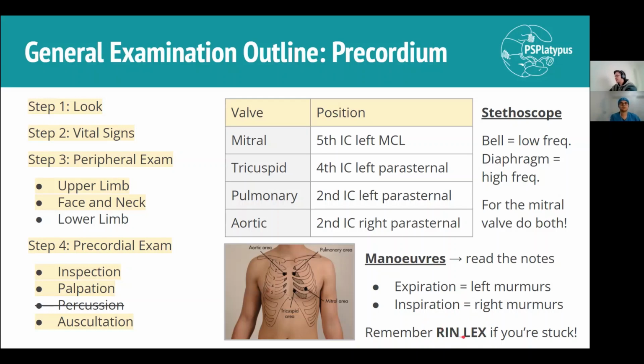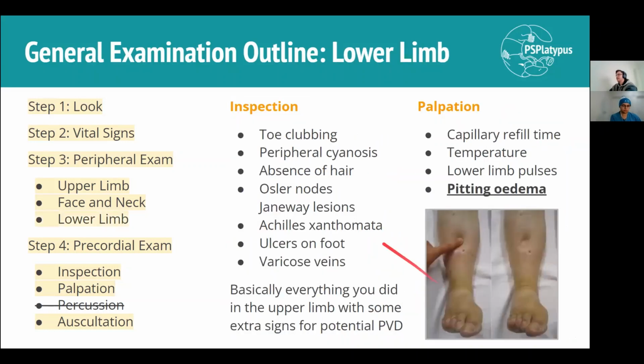So right is inspiration, left is expiration. Okay, and finally, just to end it off, I've skipped percussion because it's not normally done. You will definitely do this in lungs. In that case, it's actually really important.